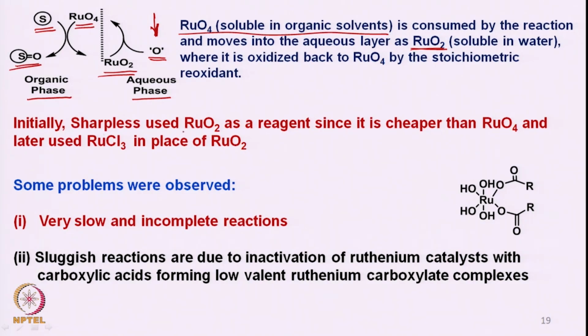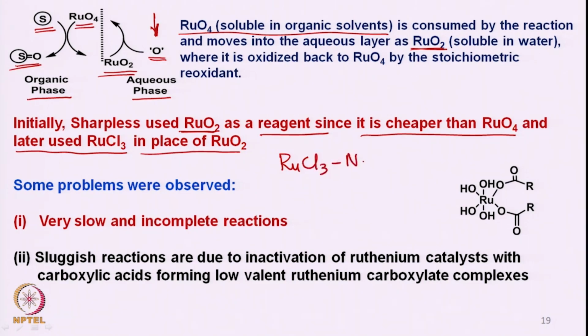However, initially Sharpless used ruthenium dioxide only as a reagent since it is cheaper than ruthenium tetroxide, and later he used ruthenium trichloride in place of ruthenium dioxide. So, right now a lot of people who want to use this protocol prefer ruthenium trichloride and sodium metaperiodate as a combination of reagents which is a source of ruthenium tetroxide.